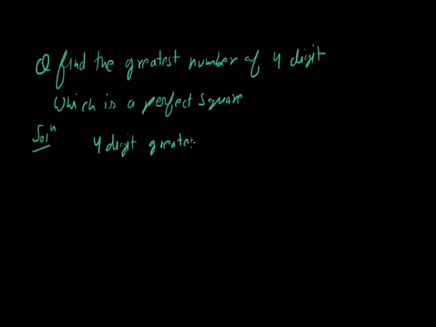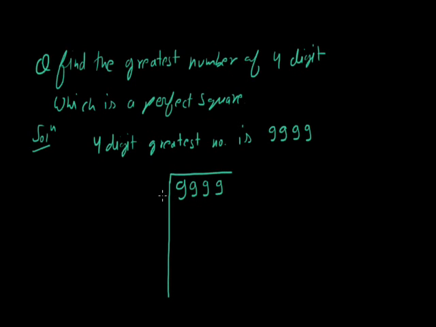Four times 9. So this is the 4-digit greatest number, but it is not a perfect square. So we see it is the 4-digit greatest number. Now we try to find the square root of it by using the long division method.